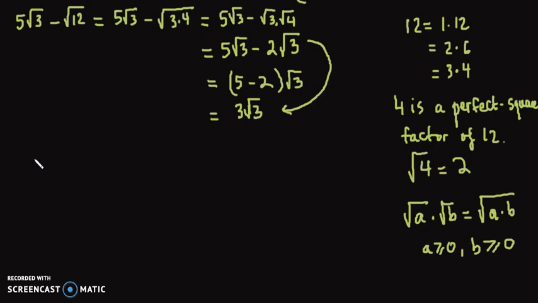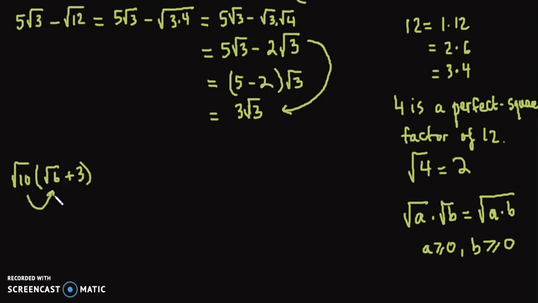Another type of question that you may see in the test is multiplying radical expressions. Okay, so for example, what is a simplified form of this expression? Square root of 10 times square root of 6 plus 3. In this case, you would use distribution property again.